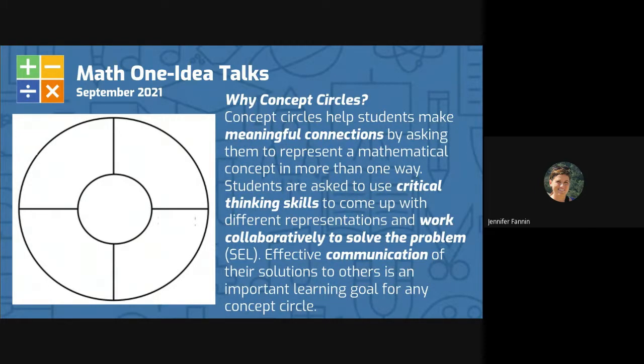Why use concept circles? Concept circles help students make meaningful connections by asking them to represent a mathematical concept in more than one way. Students are asked to use critical thinking skills to come up with different representations and work collaboratively to solve the problem. Effective communication of their solutions to others is an important learning goal of any concept circle.